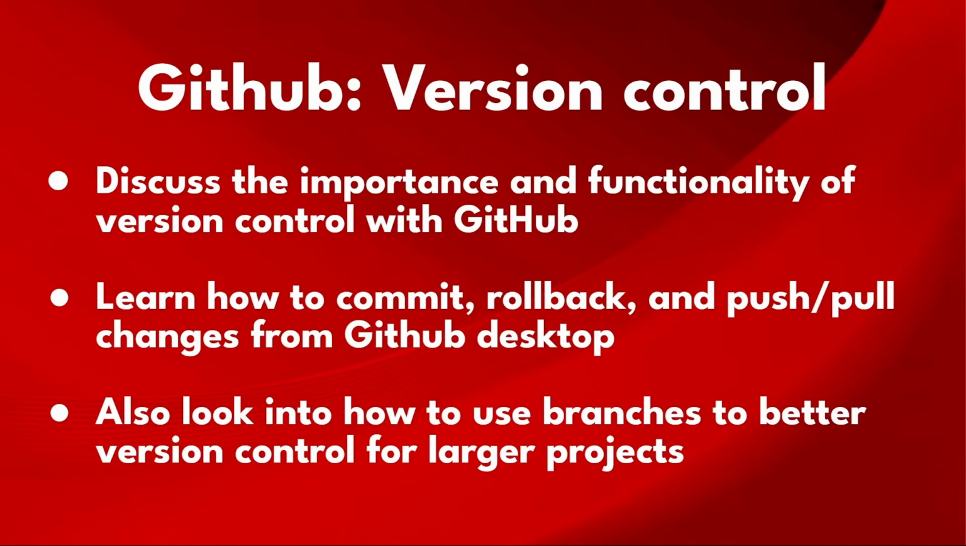In this section, we're going to talk about version control with GitHub. First thing we'll do is discuss the importance and functionality of version control with GitHub. Then we'll go ahead and learn how to commit, rollback, push/pull changes from GitHub Desktop. We'll also look into how to use branches to better version control with larger projects. Now let's go ahead and jump right in.